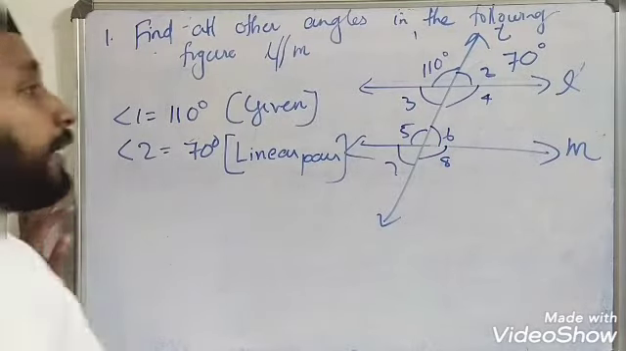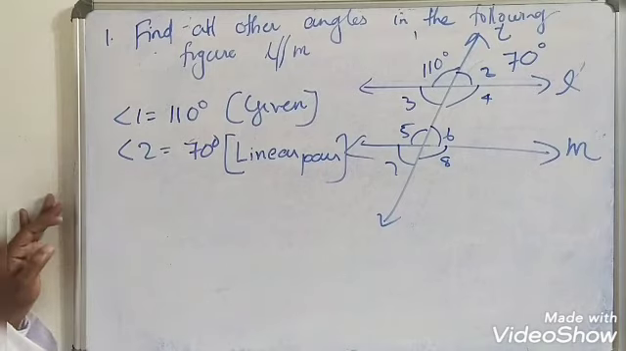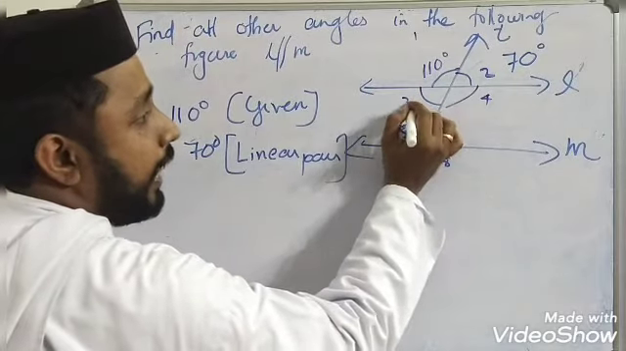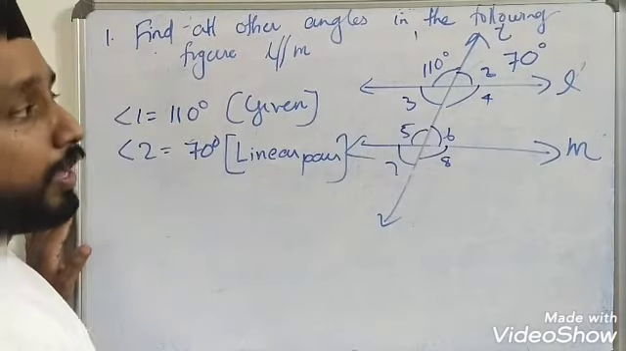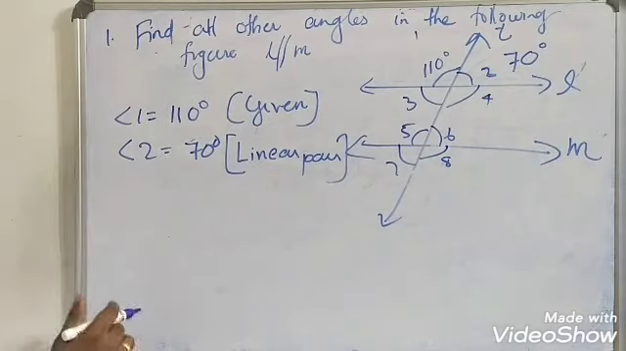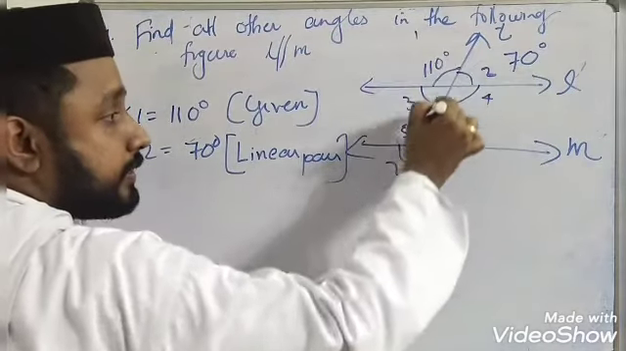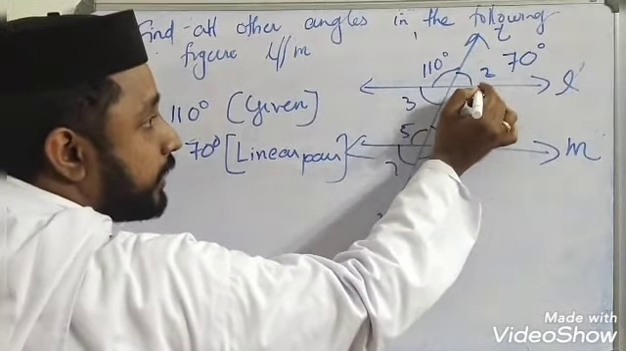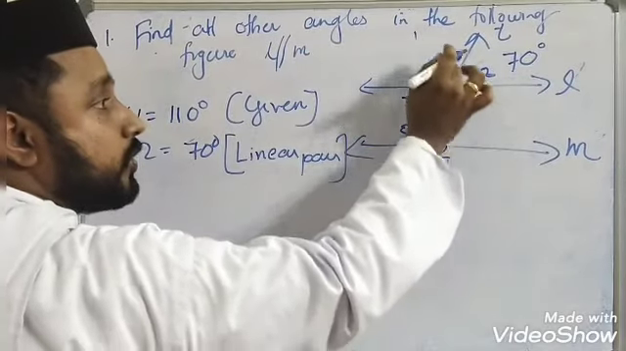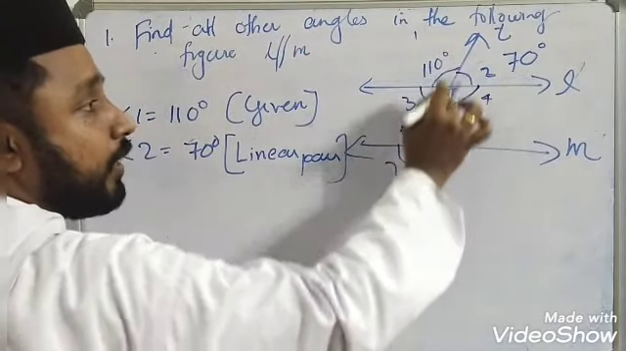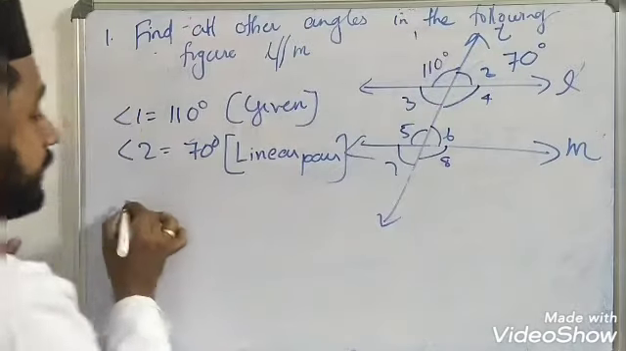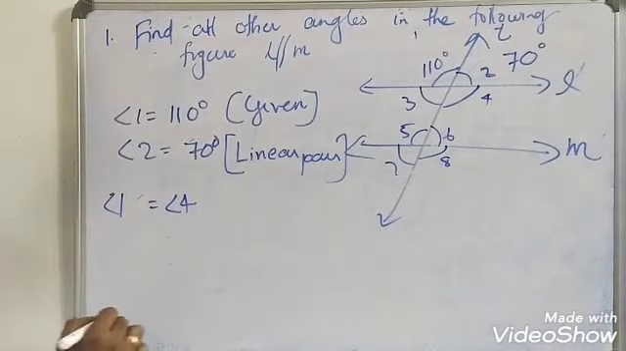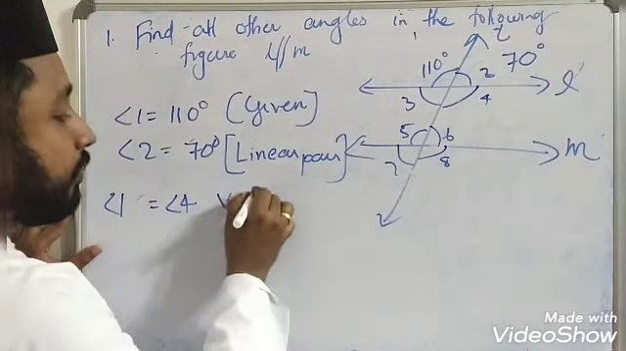Then angle 3 and angle 4 we can easily write. Before that, look here. This is a line, and this is another line. Angle 1 and angle 4 are opposite angles, vertically opposite angles. So angle 1 is equal to angle 4, because they are vertically opposite angles.